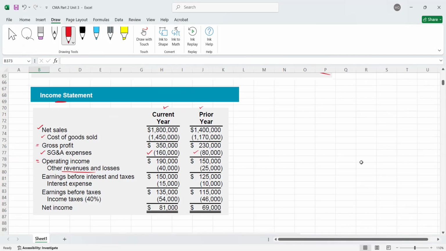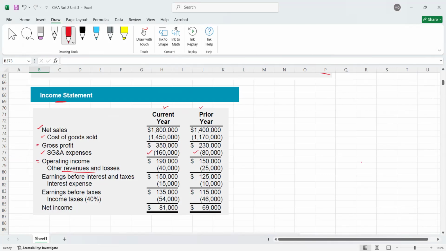So please remember, guys, there are actually other revenues and losses. These are actually non-operating items. Meaning they are not related to the company's core business activities. That's why it's called other revenues and losses. Like selling products or services, but still impact the net income. So as I told you, these are not related to the company's core business activities.